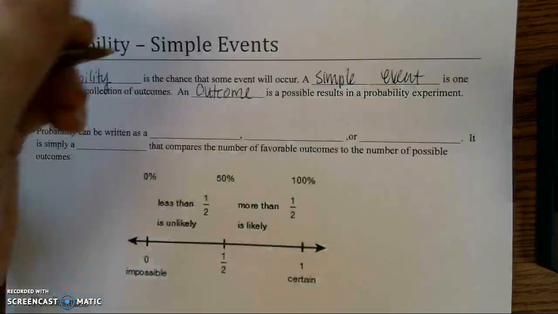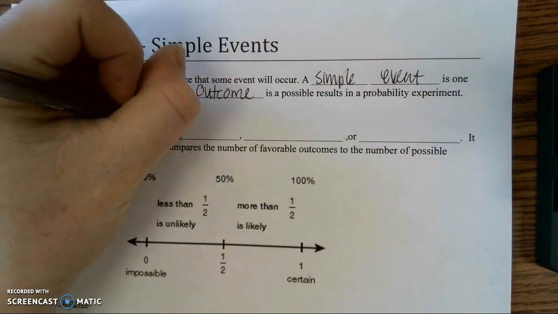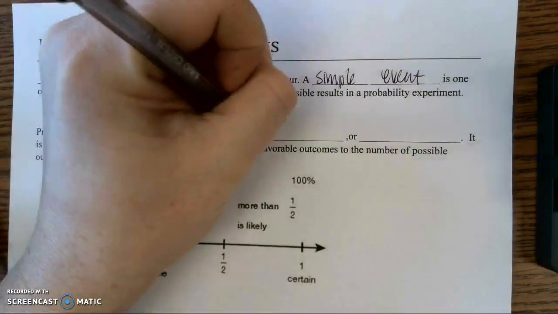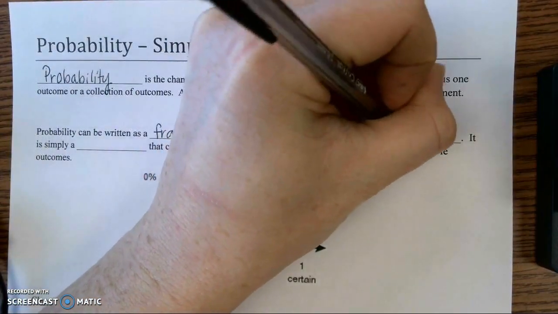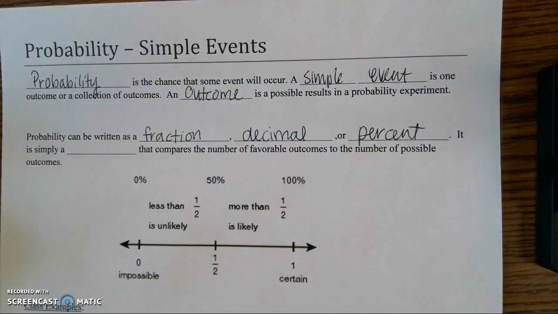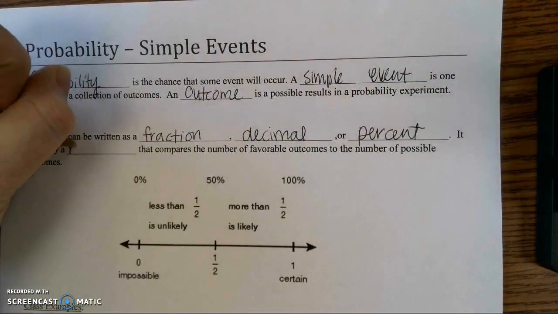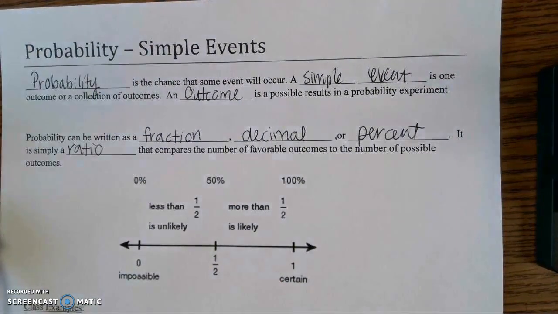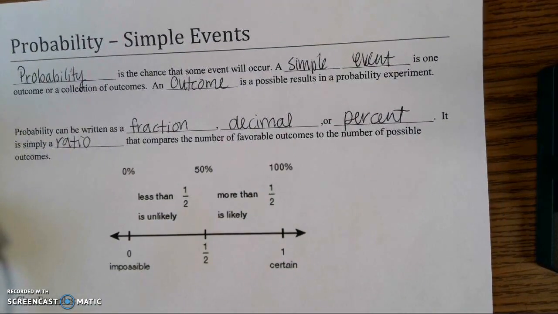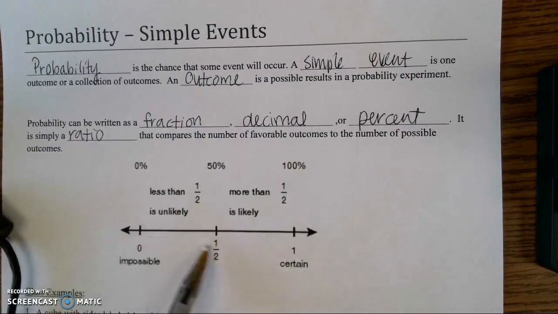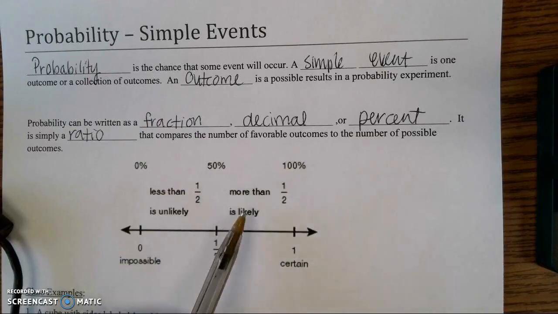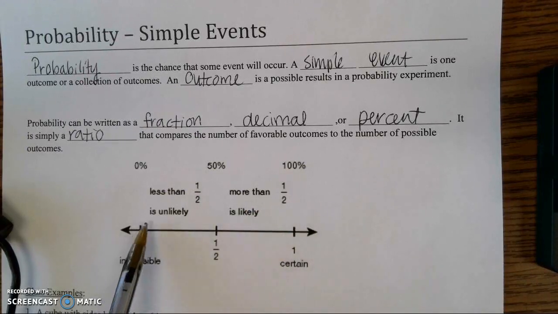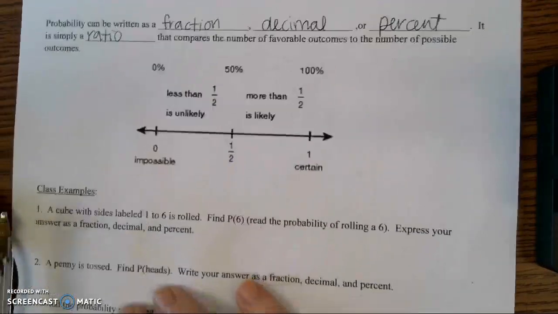When we're talking about probability, it can be written as a fraction, decimal, or percent. And it's just simply a ratio that compares the number of favorable outcomes to the number of possible outcomes. So if we're looking at this continuum, we have 0 to 1. Anything close to 1 is going to be likely. Anything that is closer to 0 is going to be unlikely.